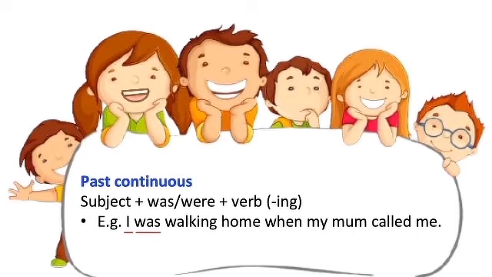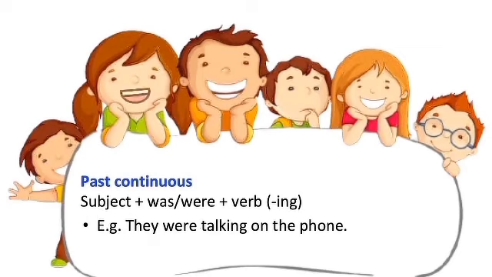The subject is I, followed by was, and walking is the verb ending in ing. Another example is, They were talking on the phone.